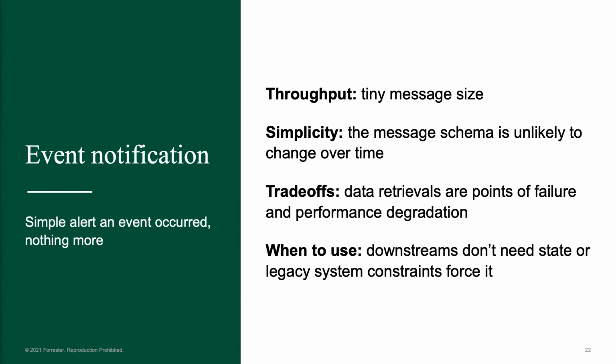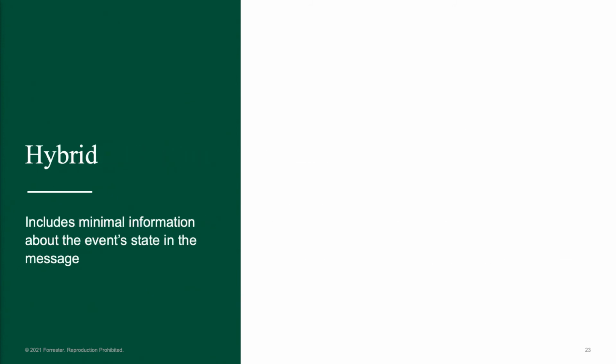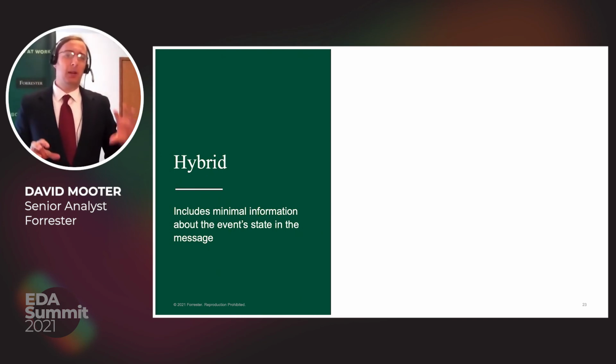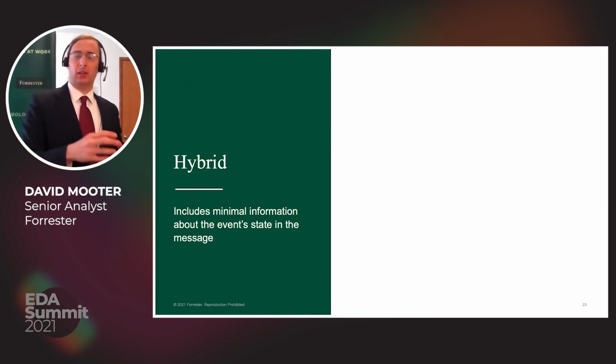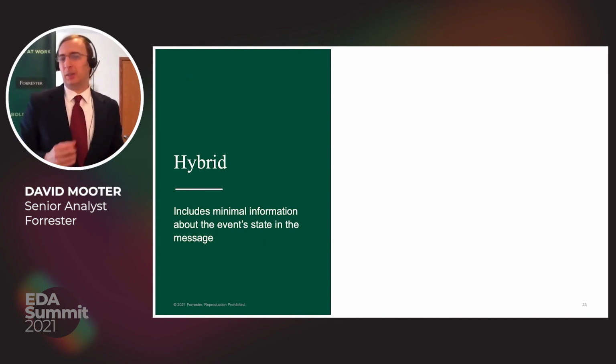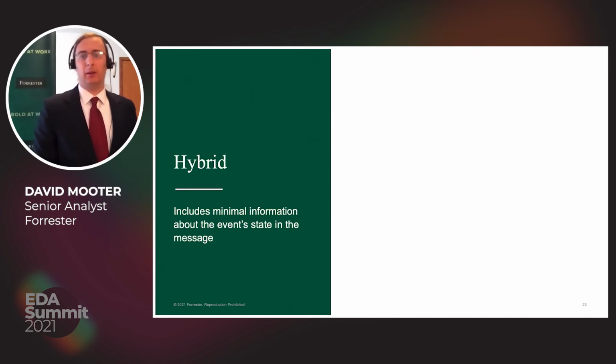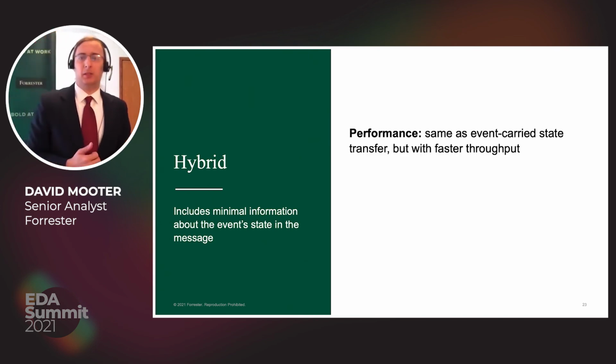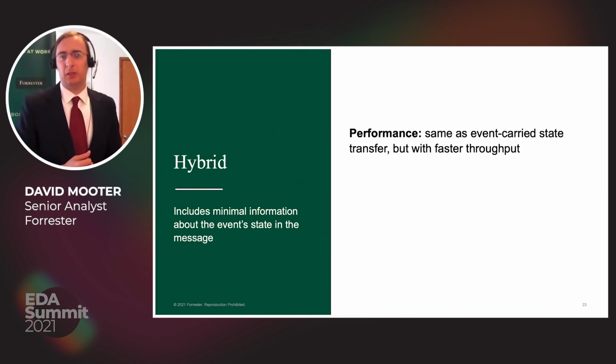So that's event notification. Let's move on to our third pattern, what we call hybrid. This is when you include minimal information about the event state in the message. I call it hybrid because it has some state like the first pattern, but it doesn't have all the state. It's trying to minimize the amount for throughput like the notification pattern. So what are the benefits? Well, performance, same as event carried state transfer benefits, but faster throughput due to smaller message sizes.